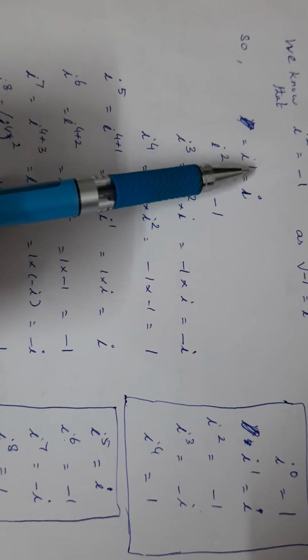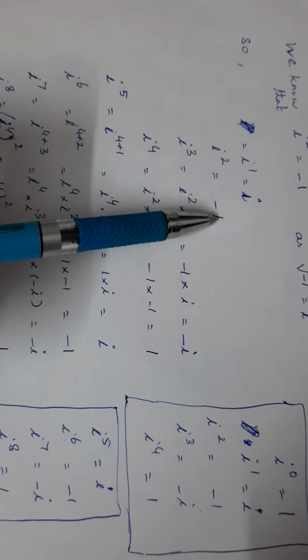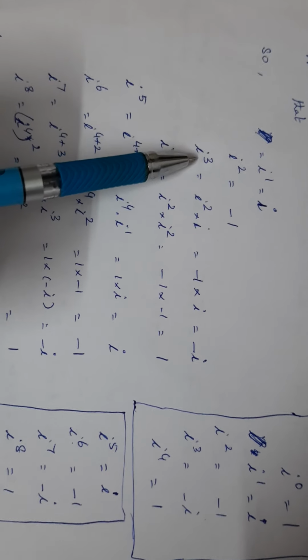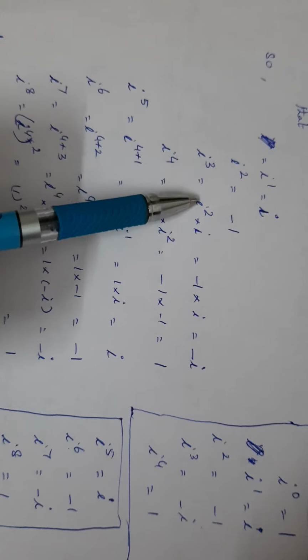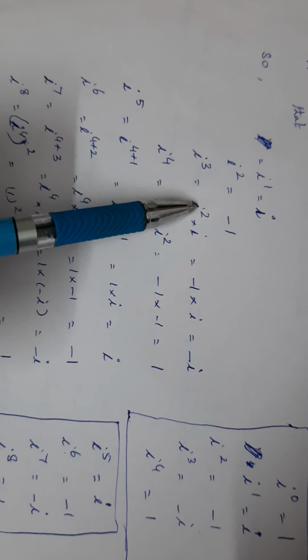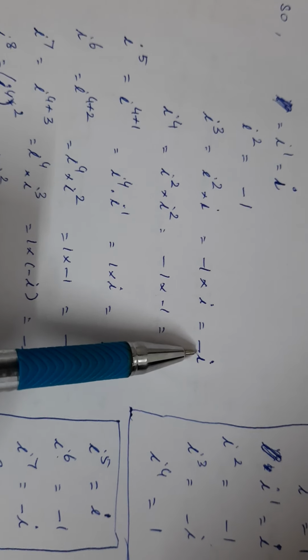We know that i power 1 is equal to i. Then i power 2 is equal to minus 1. Now what is i power 3? i power 3 is equal to i squared into i. We can split this as i squared into i. i squared is minus 1. So minus 1 into i, which is equal to minus i.